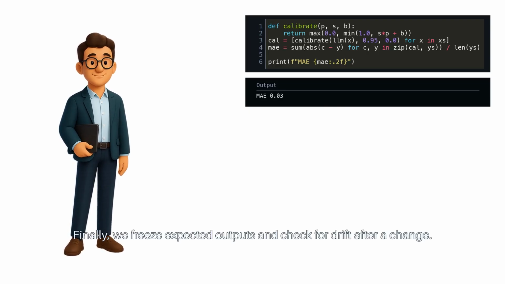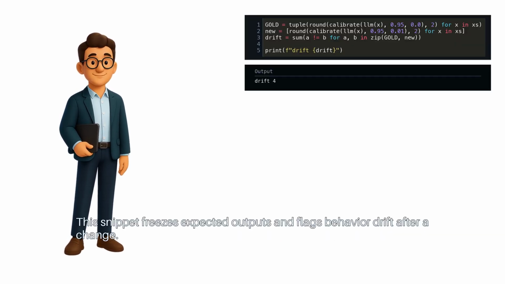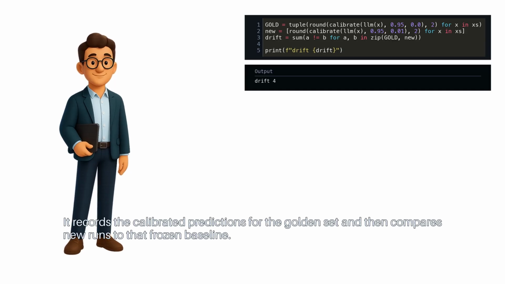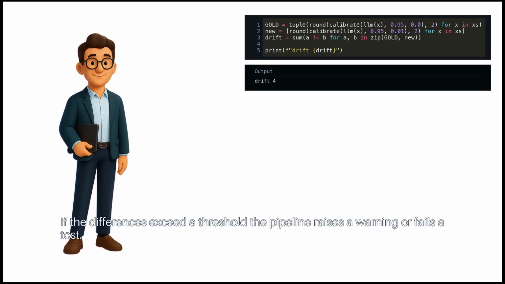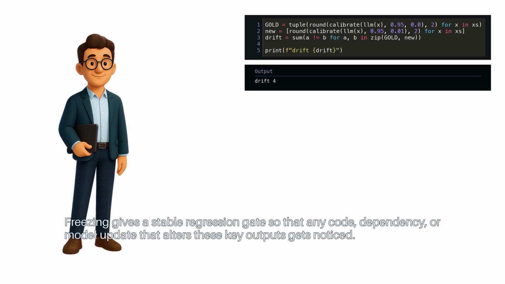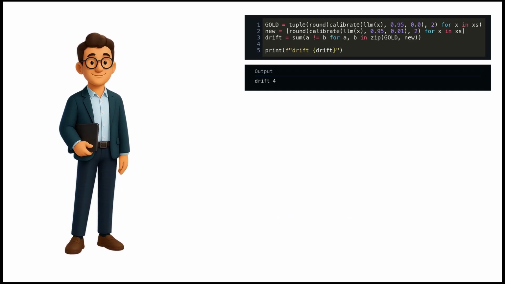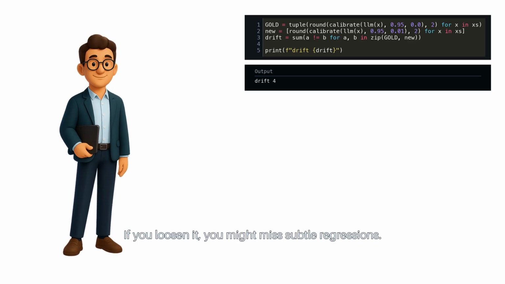Finally, we freeze expected outputs and check for drift after a change. This snippet freezes expected outputs and flags behavior drift after a change. It records the calibrated predictions for the golden set and then compares new runs to that frozen baseline. If the differences exceed a threshold, the pipeline raises a warning or fails a test. Freezing gives a stable regression gate so that any code, dependency, or model update that alters these key outputs gets noticed. If you tighten the threshold, you get fewer false negatives, but more false positives. If you loosen it, you might miss subtle regressions.